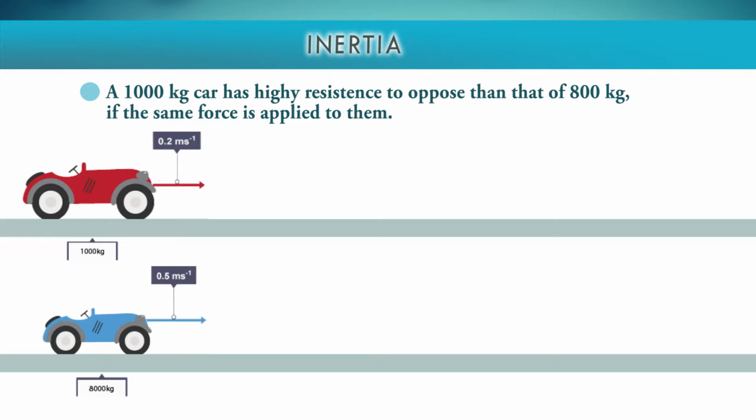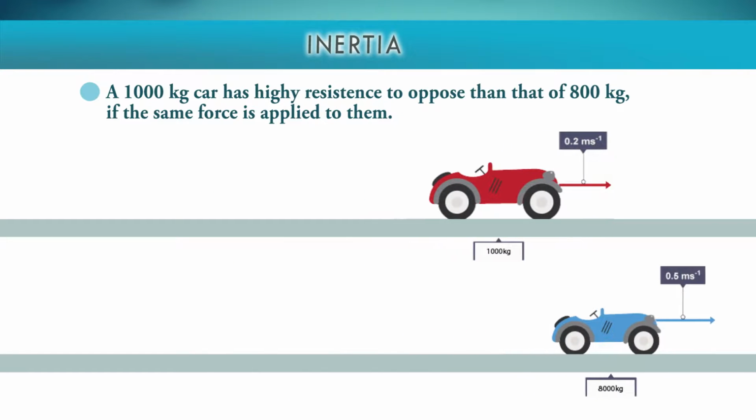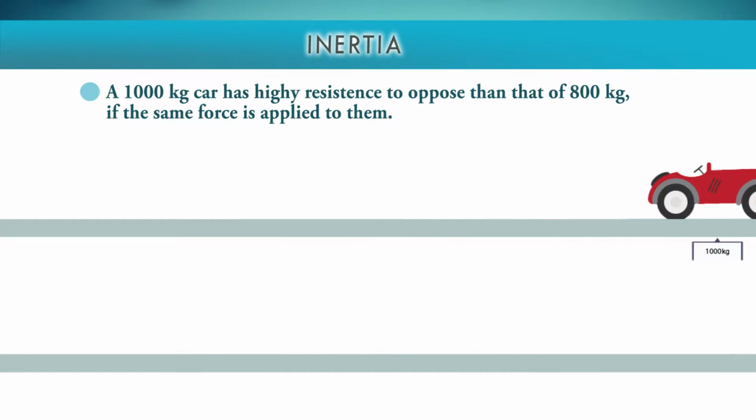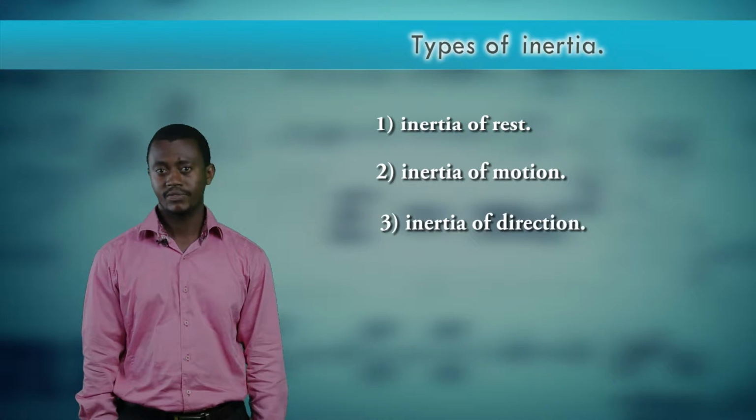It is the tendency of an object to keep moving in a straight line at constant velocity. The more mass a body has, the greater its inertia, and vice versa. A 1,000-kilogram car has higher resistance to motion than an 800-kilogram car if the same force is applied to them. From the definitions that we have seen, we have three types of inertia, which are inertia of rest, inertia of motion, and inertia of direction.